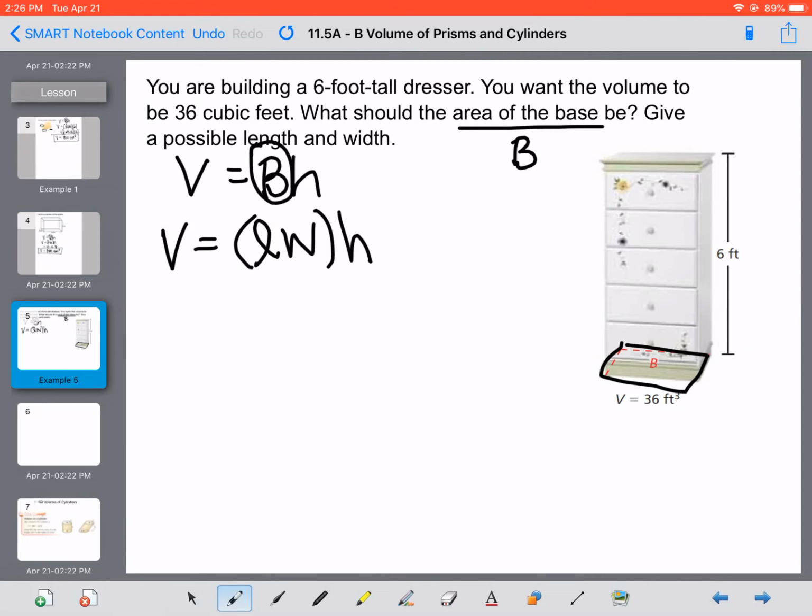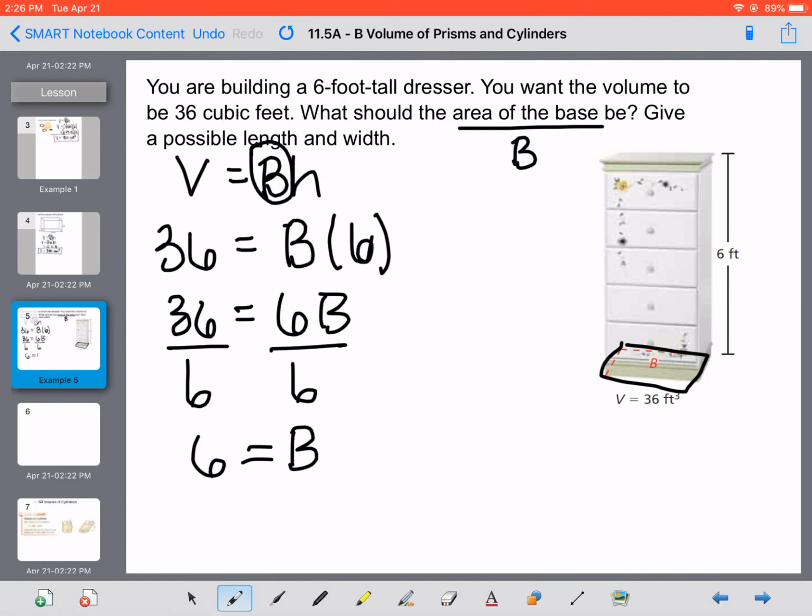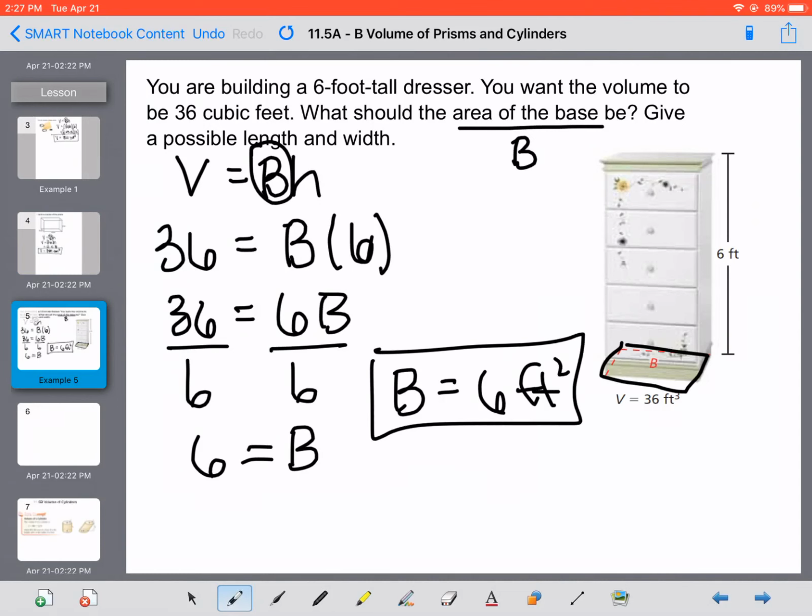Actually, we don't need that, because I'm asking you to find the big B. So we actually don't need to convert that. Sorry about that. Our volume is 36, so my V is 36. I don't know my B, that's what I'm asked to find, but I know my height is 6. So this is really like 36 equals 6B. We're going to divide both sides by 6, and we're going to find that our big B is 6, which means our base area is 6 feet squared. And it's squared here because now we're talking area.